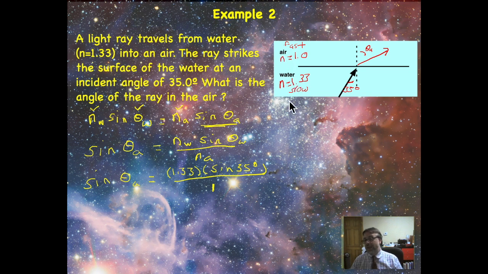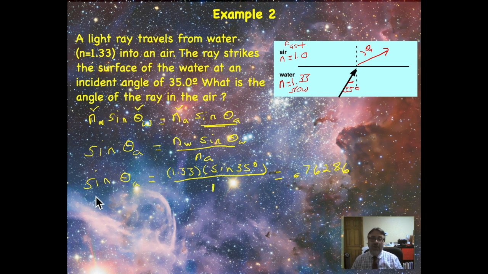Now notice this could be water and glass, and then I would have different values for my n's. That's why it's always good to keep the n's till the last minute, because then you can put in whatever you need to. But if I put in these numbers, what I'm going to find is 1.33 times the sine of 35 is going to be equal to 0.76286. All right, again, a math check. I know the sine of an angle should always be smaller than 1. It should be between 0 and 1, and it is. And so that's a good sign.